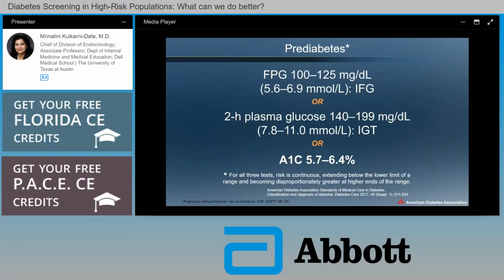So for prediabetes, the criteria for fasting plasma glucose is a value between 100 and 125 milligrams per deciliter, or a 2-hour plasma glucose after oral glucose tolerance test of 140 to 199 milligrams per deciliter, or a hemoglobin A1C of 5.7 to 6.4%. This is based on the American Diabetes Association criteria for diagnosis.